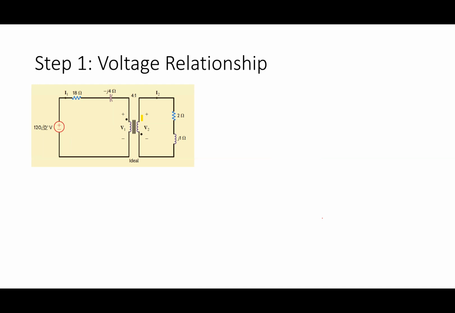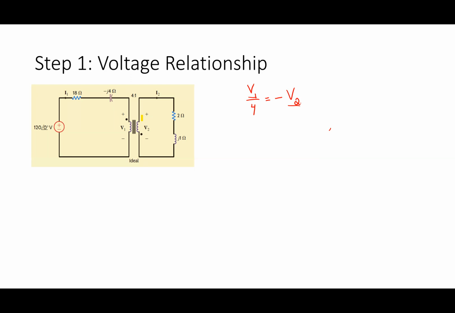You'd have V1 over N1 is equal to negative V2 over N2. That's correct. So V1 over N1 would be V1 over 4 is equal to negative V2 in this case. And I guess these are phasors, so I should be putting a bar there, right? And the reason it's negative is because the plus sign is at the dot on the left side, and the plus sign is away from the dot on the other side. So that gives us a negative. Okay, so that's the first step.